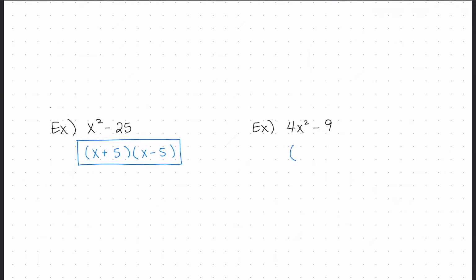Over here, again, I can see that it's subtraction, and I have two perfect squares. Again, the x is squared, so that's obviously squared. 4 is 2 squared, and 9 is 3 squared. So we'll take the square root of 4x squared, and we get 2x. We take the square root of 9, and we get 3. And one gets a plus, one gets a minus. So there's difference of squares.